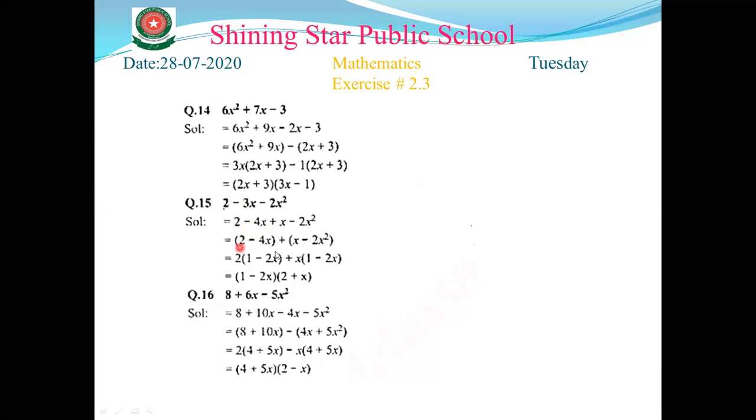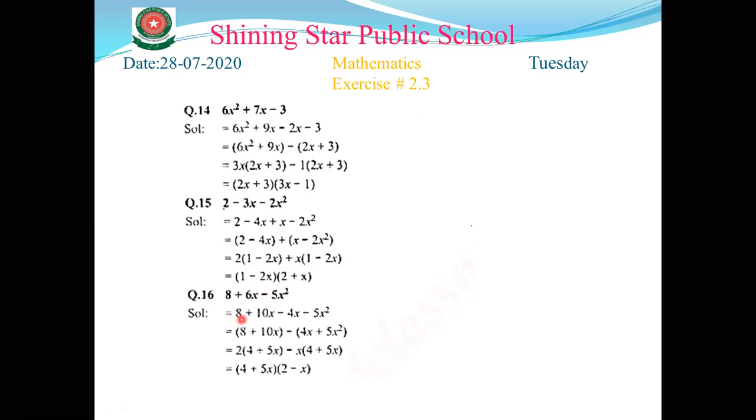Now from the first two terms we take the common 2. We are left with 1 minus 2x. From these two terms we take the common x. So 1 minus 2x. Both brackets are the same, which means our question is right. Now we take the common 1 minus 2x. When we take 1 minus 2x, we get here 2 plus x.